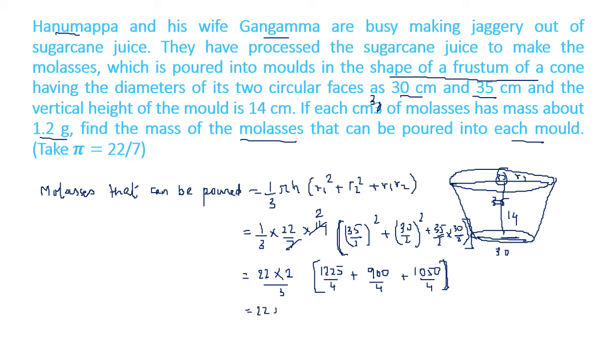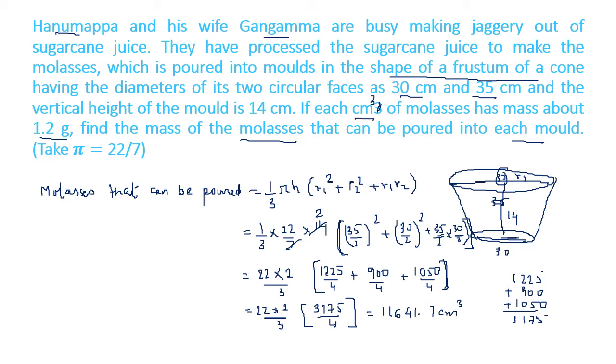This is 22 by 2 upon 3. How much will this give us? 1225 plus 900 plus 1050 gives 3175 upon 4. You do the cutting and you get approximately a nearby answer, 11641.7 centimeter cube.